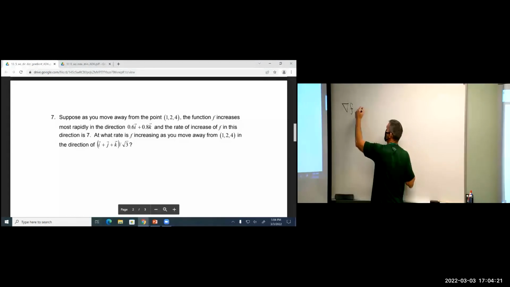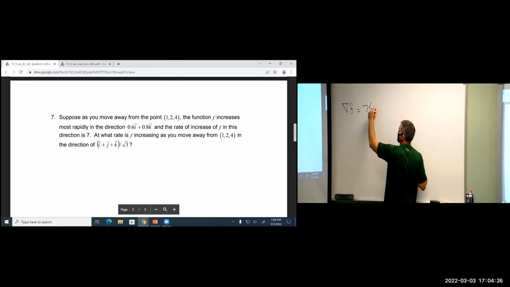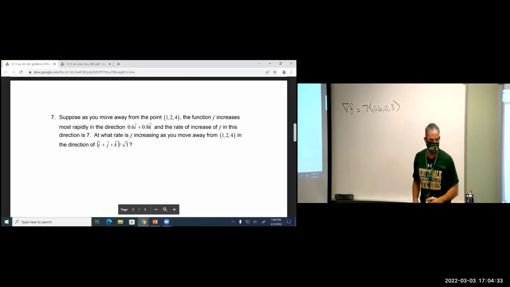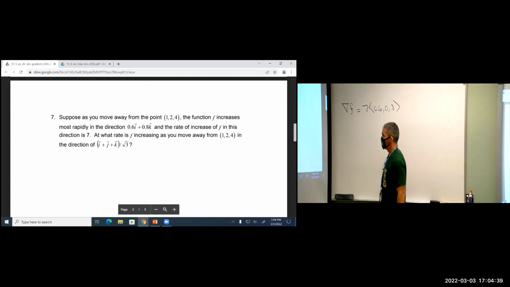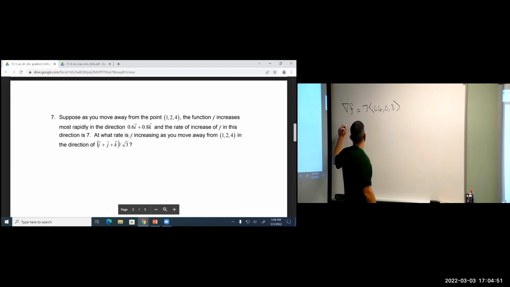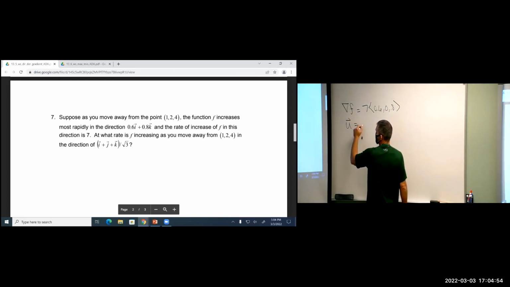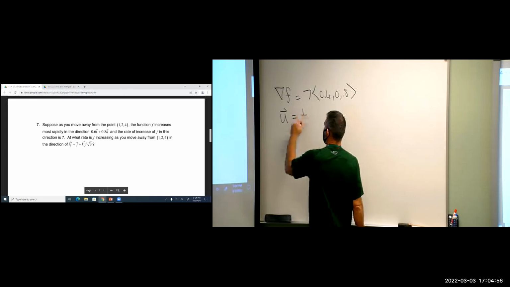The gradient of f is 7 times, and since I like bracket form, <0.6, 0, 0.8>. That is the gradient. Now, we need a unit vector in the direction we're interested in. If we find the magnitude of this vector, 1 squared plus 1 squared plus 1 squared is 3, and the square root of that is rad 3. So (1, 1, 1) over rad 3 is a unit vector in the direction we're interested in. We don't have to do anything there either.